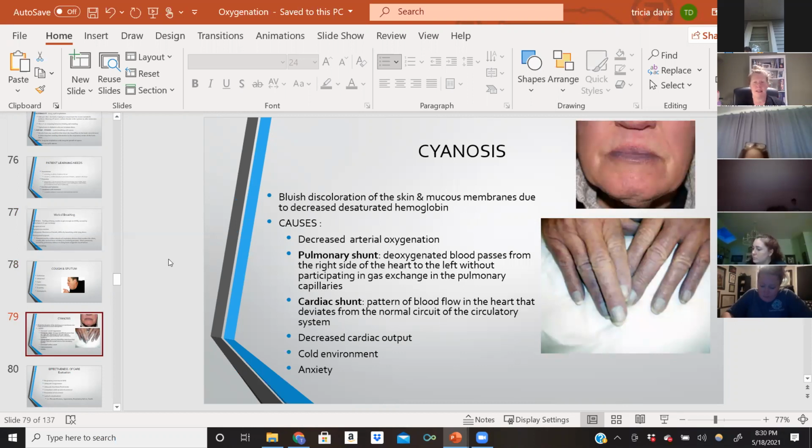So cyanosis is that bluish discoloration of our skin and our mucous membranes that we see when we have decreased oxygen. We see cyanosis when we have decreased arterial oxygenation. Sometimes if a patient has what's called a pulmonary shunt, this is when deoxygenated blood passes from the right side of the heart to the left without actually participating in that gas exchange that occurs in the pulmonary capillaries. We'll see cyanosis with that.